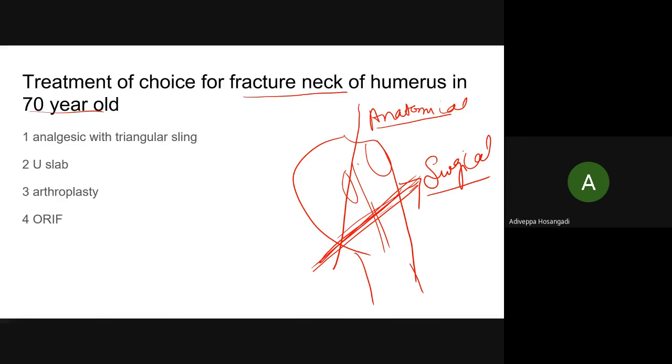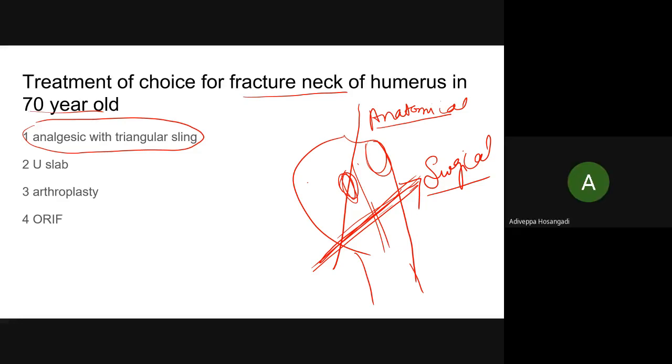The vascularity of the head with the GT and LT is intact, so no chance of AVN. So what do you want to do? I have given enough clues now. Open reduction internal fixation? No. This one is the answer: analgesics with a simple triangular sling.